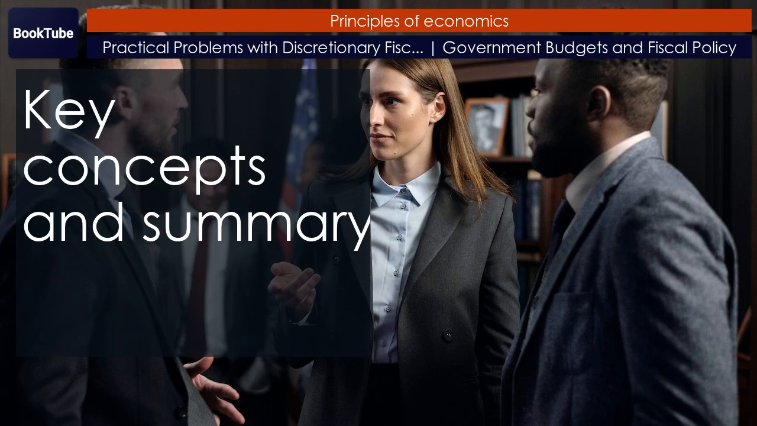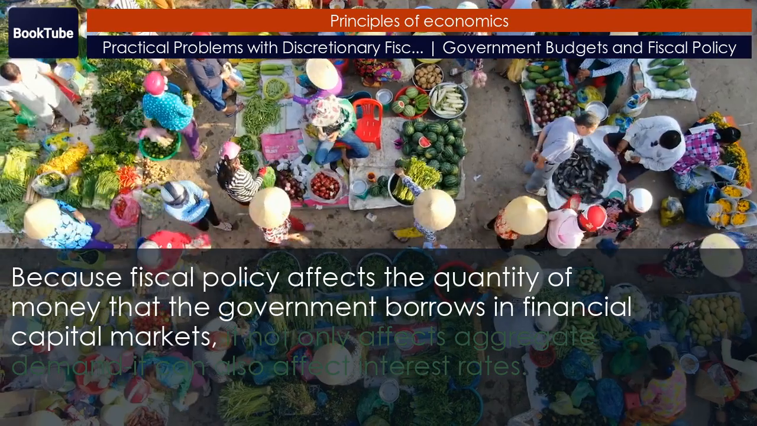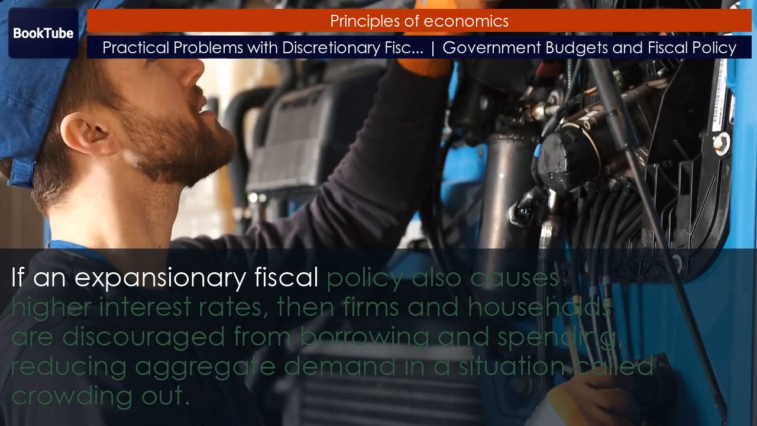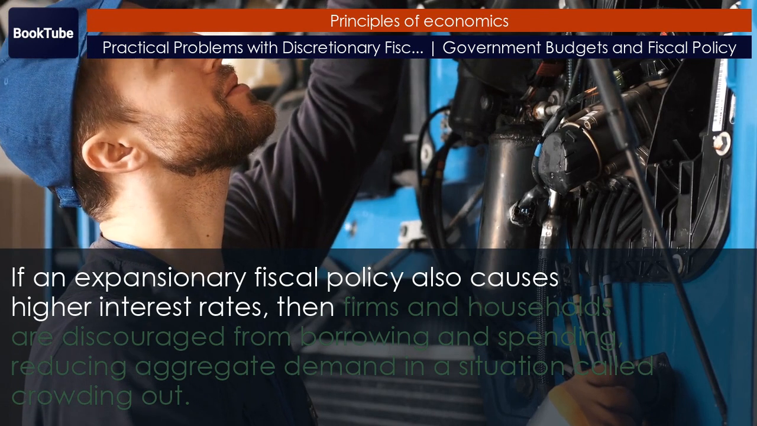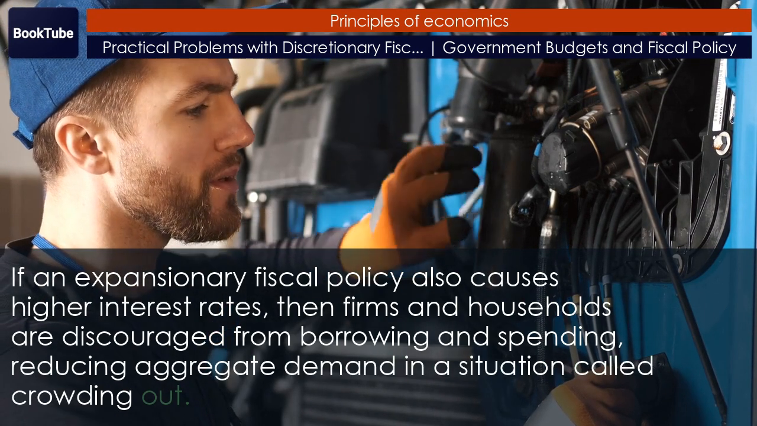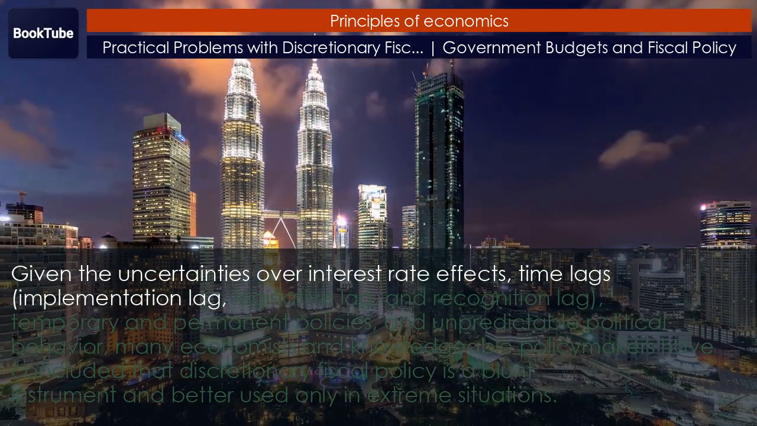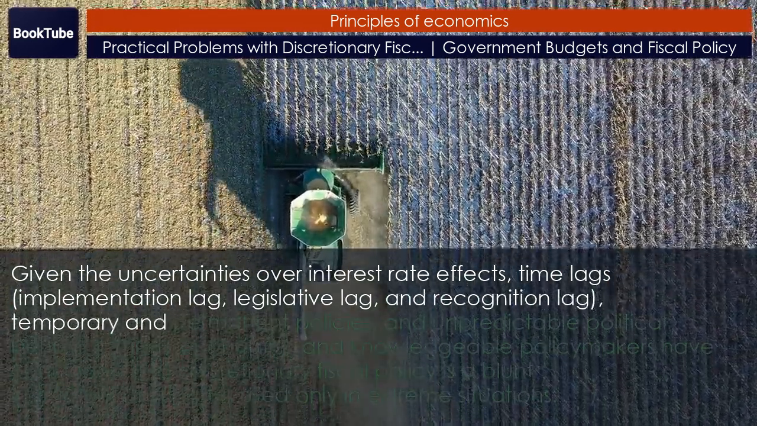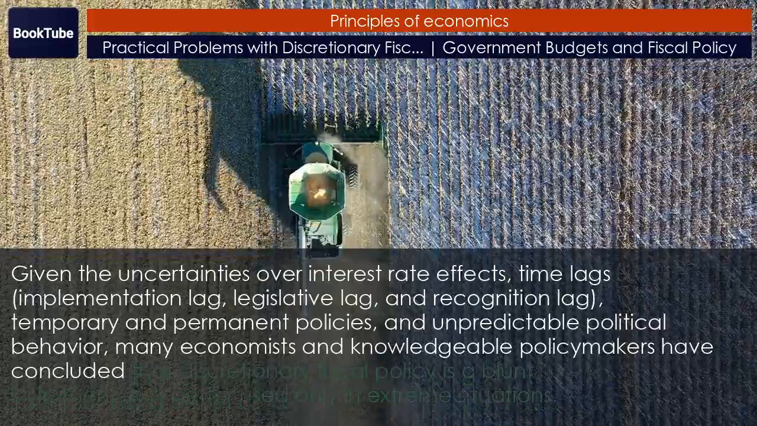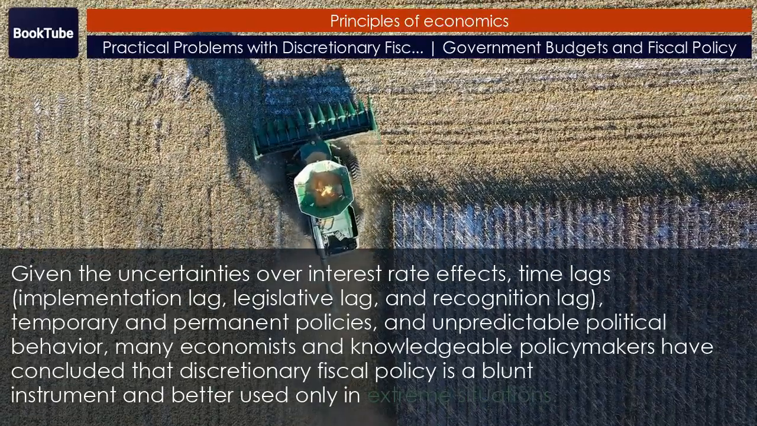Key concepts and summary. Because fiscal policy affects the quantity of money that the government borrows in financial capital markets, it not only affects aggregate demand, it can also affect interest rates. If an expansionary fiscal policy also causes higher interest rates, then firms and households are discouraged from borrowing and spending, reducing aggregate demand in a situation called crowding out. Given the uncertainties over interest rate effects, time lags (implementation lag, legislative lag, and recognition lag), temporary and permanent policies, and unpredictable political behavior, many economists and knowledgeable policymakers have concluded that discretionary fiscal policy is a blunt instrument and better used only in extreme situations.